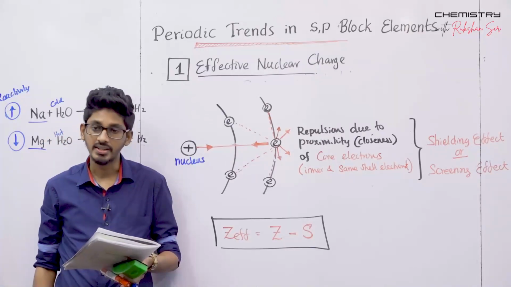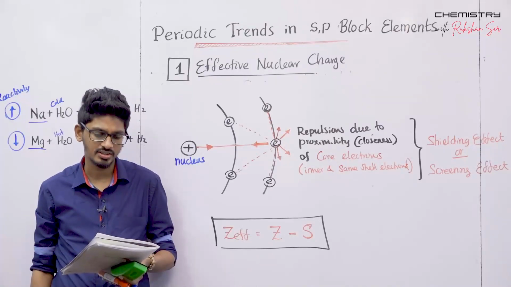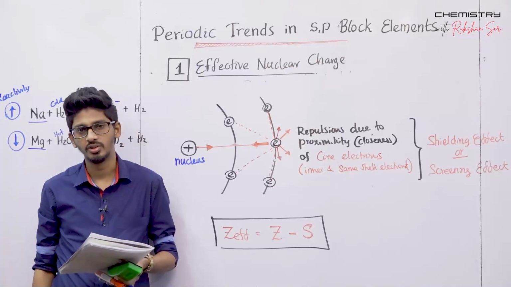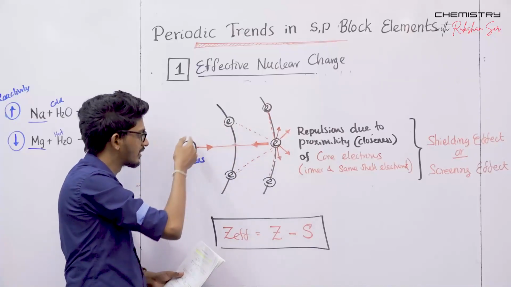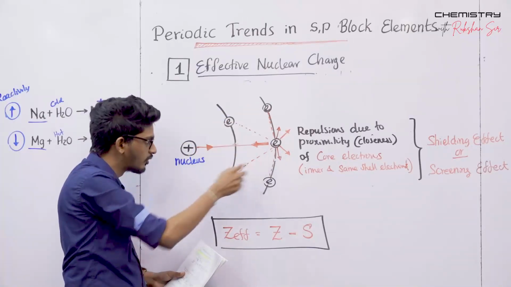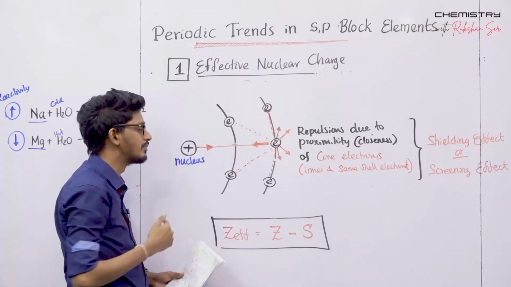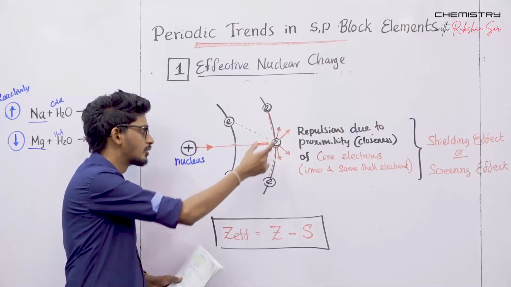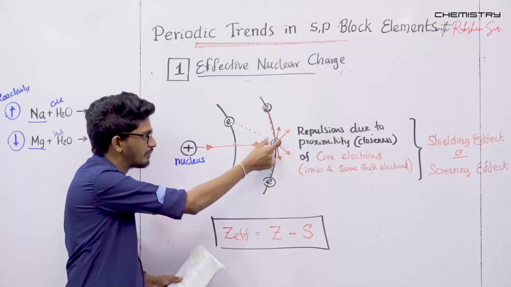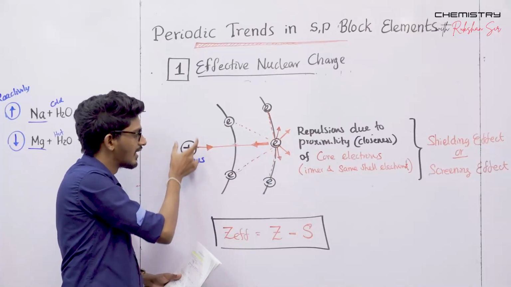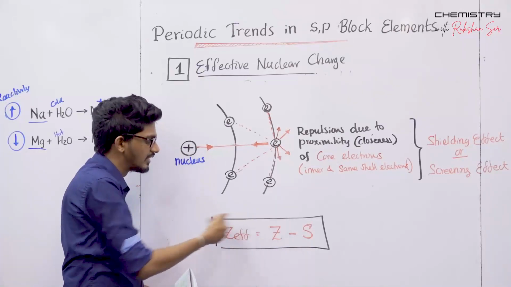In an atom containing a number of electrons, an electron experiences less attraction than it would if other electrons were not there. If other electrons were not there, this electron would be totally attracted to the nucleus. But when the other electrons are also there, some repulsion, some shielding or screening effect will occur, so that the charge felt by this electron is lesser than the actual nuclear charge. That is what we say with this equation.